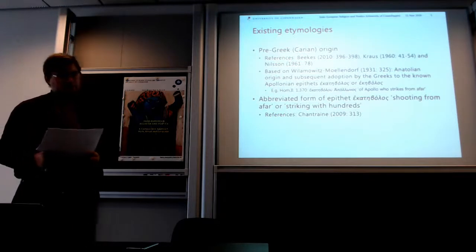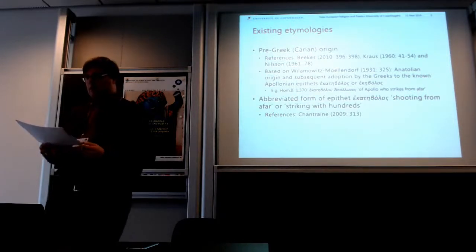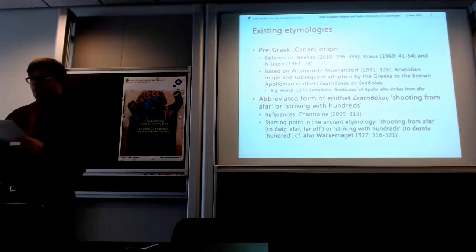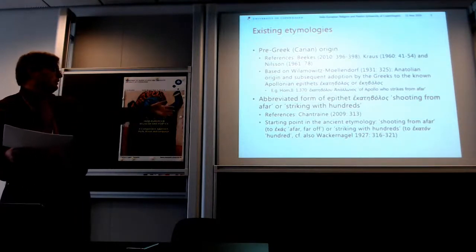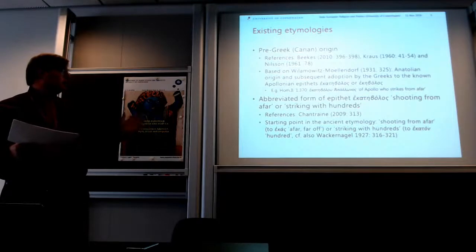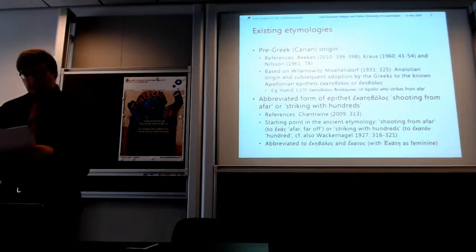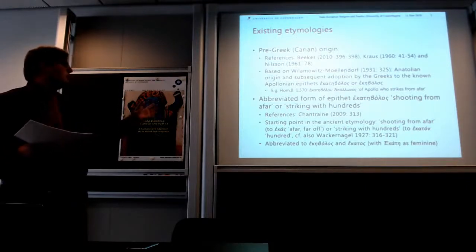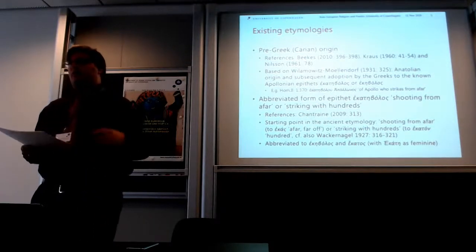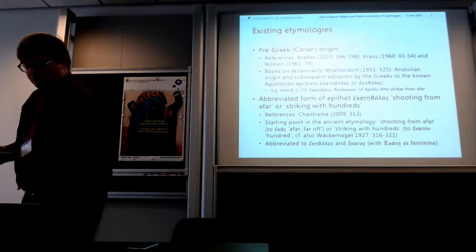Now, a second etymology, as I have already mentioned, is that her name would be an abbreviated form of the epithet Hecatebolos, meaning shooting from afar or striking with hundreds, as per the ancient Greeks. The starting point in this ancient etymology would be either shooting from afar, that is a derivation of some kind of hekas, afar, far off, or maybe striking with hundreds, from hekaton, 100, as also mentioned by Wackernagel. This would then be, it's suggested, abbreviated to Hecatebolos and to Hekatos, which are also Apollonian epithets, and the latter has, of course, Hecate as its feminine. So here we would have the name, it suggests.